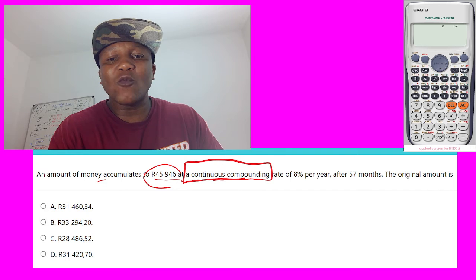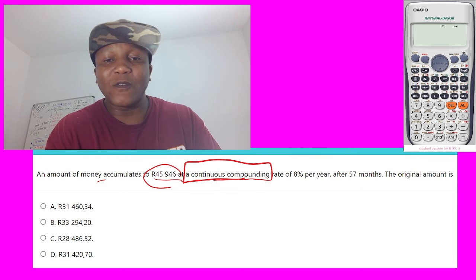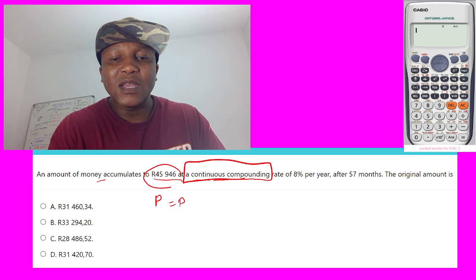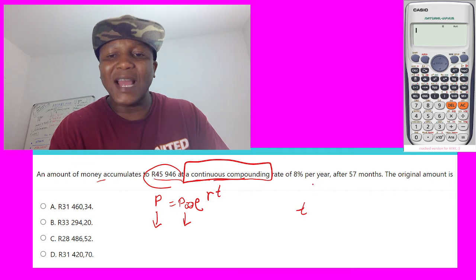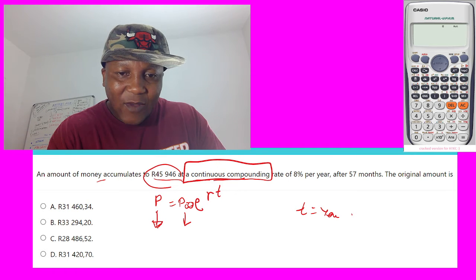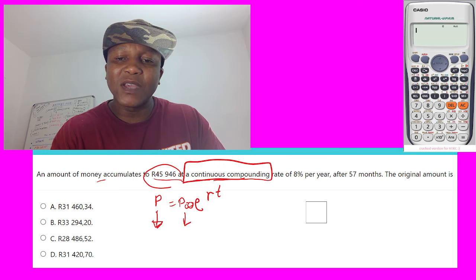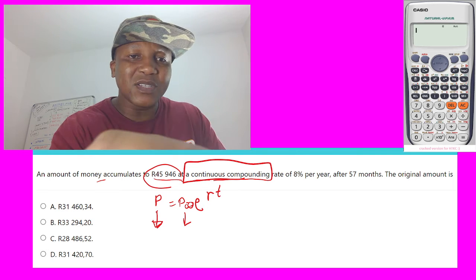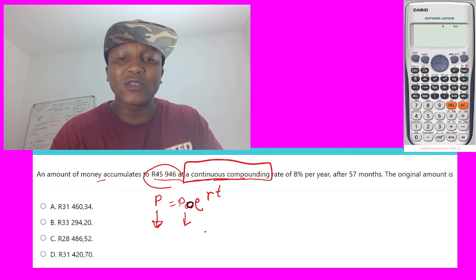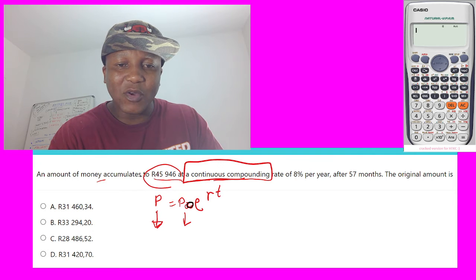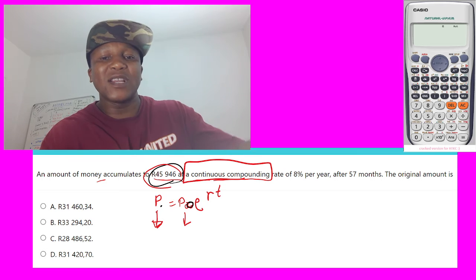Whenever they mention the word continuous, then you know the formula we're going to use. We're going to use P equals P naught e^(rt). P naught is the initial amount, and P is the amount after a certain period of time, which must be in years, the final amount of money. So P naught is the initial amount, which we don't have in this case, because they said the amount accumulated to. So we only have P, the amount which has accumulated to.